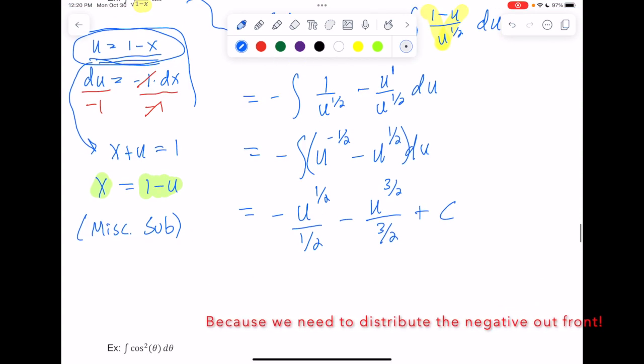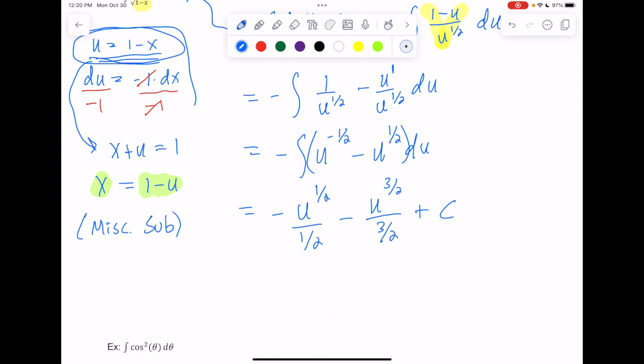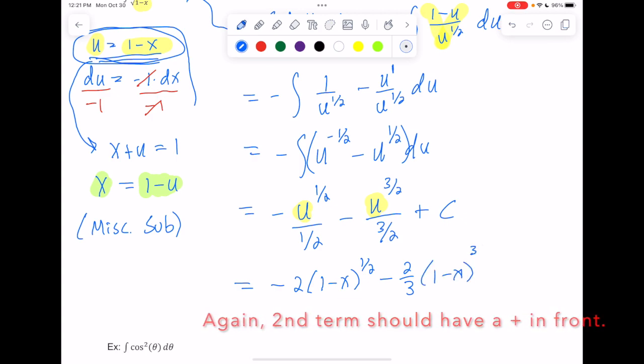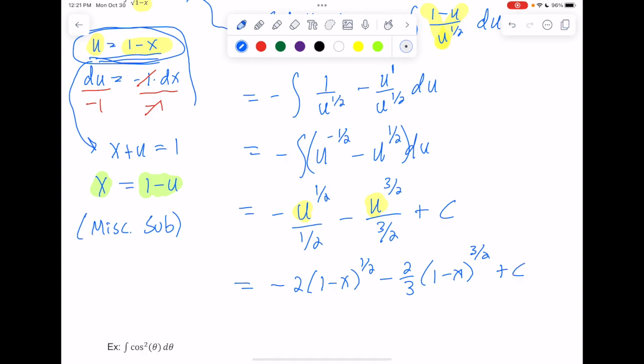And the only thing that remains to do is to simplify that a little bit and to get rid of the u's. So to get rid of the u, here and here, we just go back to this idea that u is 1 minus x. So let's go ahead and make that substitution. I'm also going to bring that 1/2 up as a reciprocal, so that becomes a -2, 1 minus x to the 1/2. That 3/2 I'll bring up as a reciprocal, so that becomes -2/3, 1 minus x to the 3/2, and then I have the plus c.